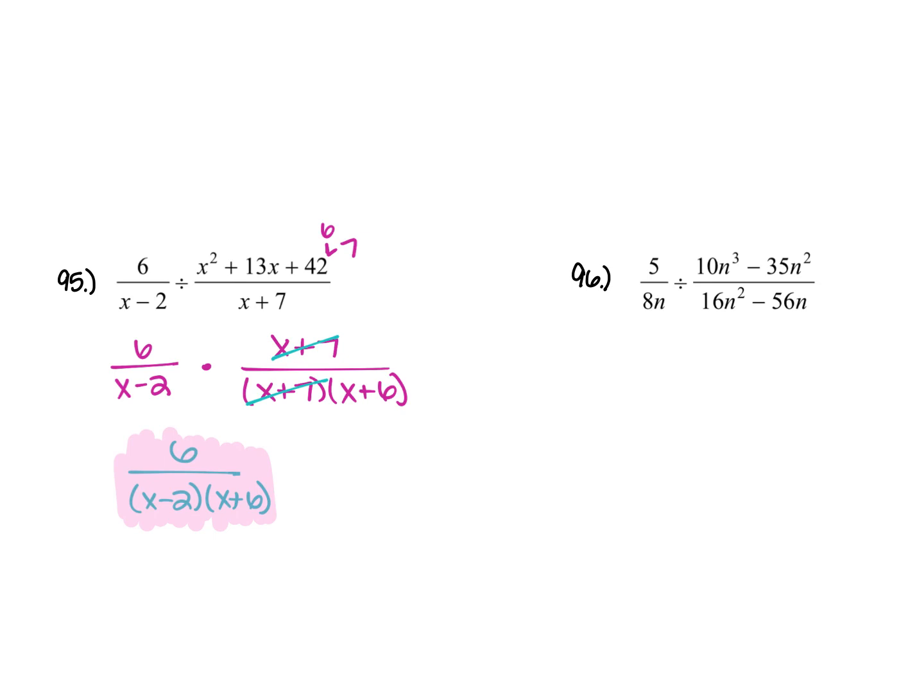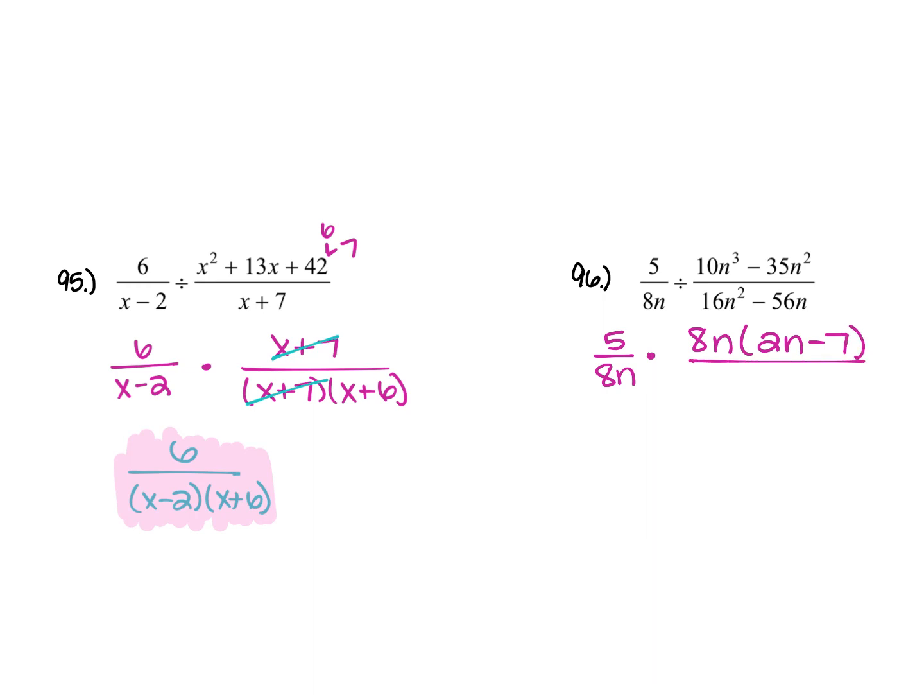For 96, we have 5 over 8n divided by 10n cubed minus 35n squared all over 16n squared minus 56n. We're going to keep change flip and factor at the same time. So it's going to give us 5 over 8n times the 16n squared minus 56n. You can factor out a 16, I think. No, the 56 is divisible by 8. So factor out an 8 and an n. So that gives you 2n minus 7.